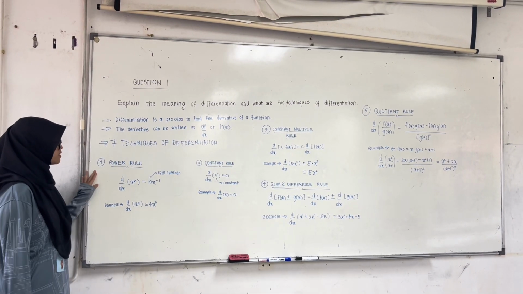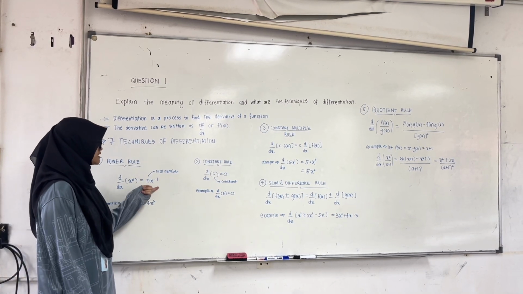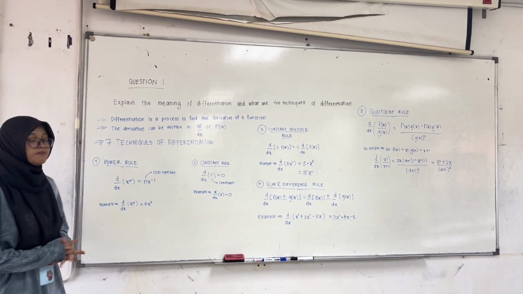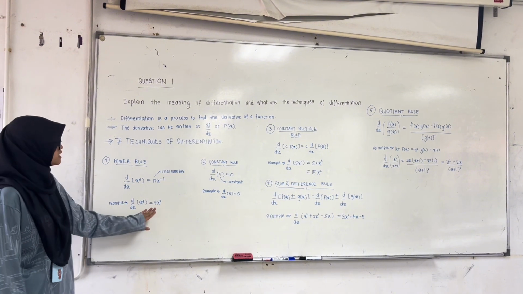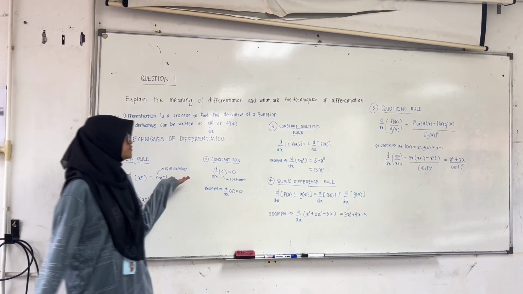Let's start with the first one, which is the power rule. It states that d over dx of x^n equals n x^(n-1), where n is a real number. For example, if you want to find the derivative of x to the power 4, the derivative will be 4x cubed.